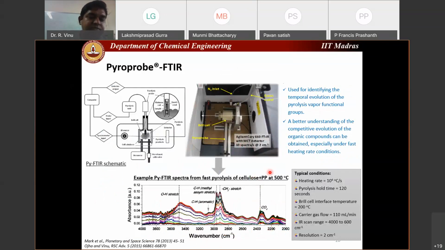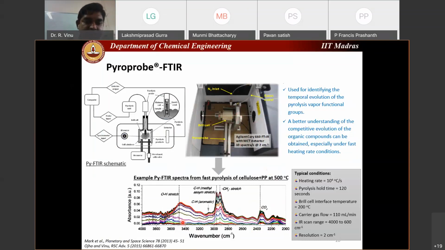The time-based information is something that is very difficult to attain. It can be obtained in a Frontier pyrolyzer, but that requires some special applications, special operations. So in this case, the same probe can actually be placed in the beam path of an FTIR setup, right? This is called a Brill cell, and as the pyrolysis happens, you can find out how the pyrolysis vapors are evolving with time.